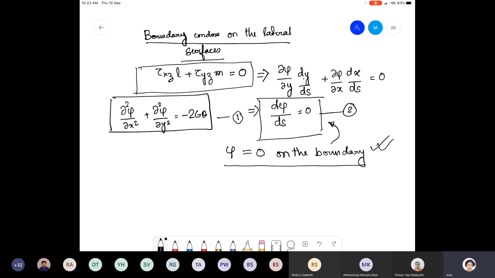Okay, now let us look into the boundary condition. So you have to keep these two in mind, expression 1 and expression 2.